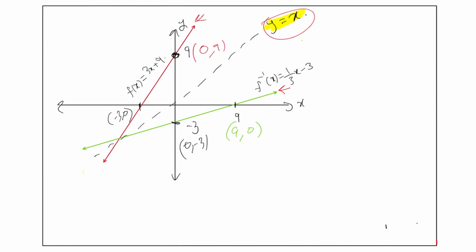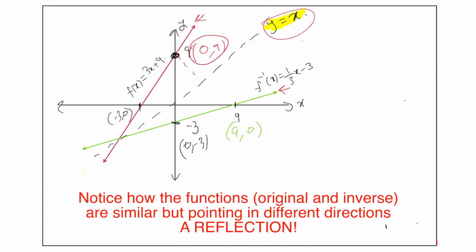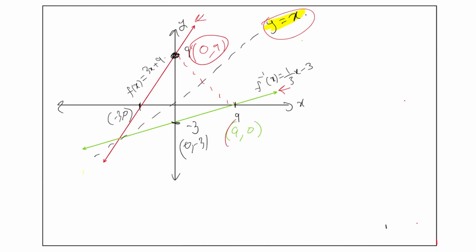Because notice, this point here, (0, 9), is being reflected across this y is equal to x line of symmetry. And here the point is now (9, 0). If we go to the x-intercepts, we notice (-3, 0) is reflected and is now (0, -3). Again, the flipping scenario, which results in this symmetry and reflection. This holds for all points. You can test it out yourself for all points.